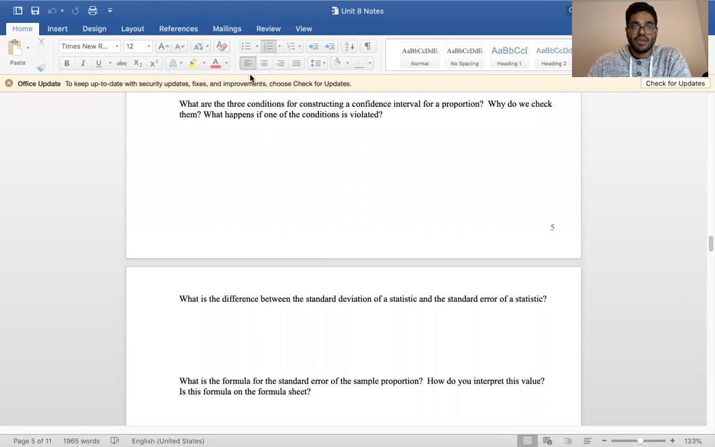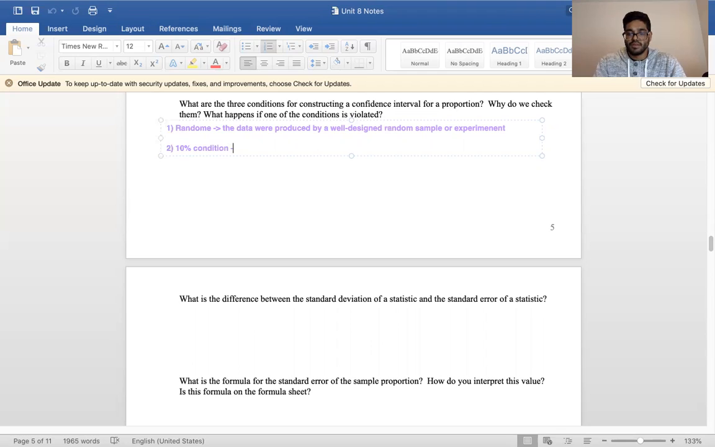All right, so what are the conditions you've got to check for confidence intervals? The first one is random. So the data were produced by a well-designed random sample or experiment. And we still have the 10% condition, right? That's your independence condition.